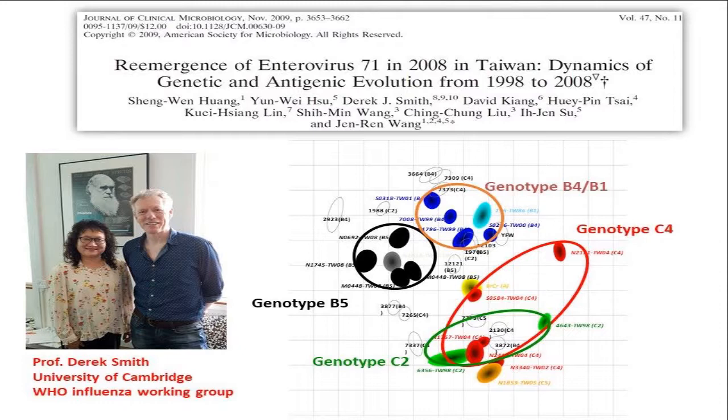With collaboration with him, we established the first EV-A71 antigenic map. We found that genotypes B and C separate on the map, and particularly B5 also separates from the others. So the next question we asked is, what are the antigenic determinants which determine this separation?